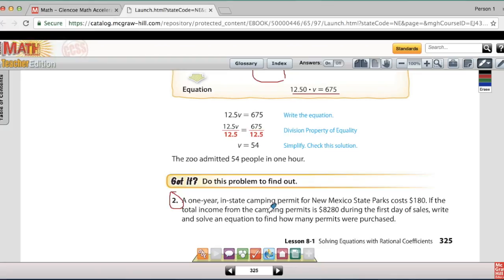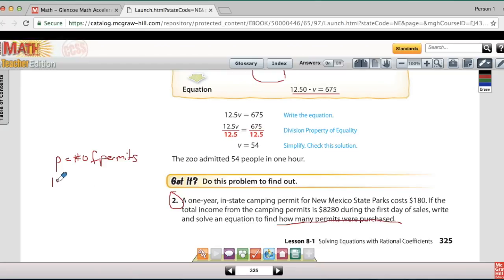A 1 year in-state camping permit for New Mexico state parks costs $180. If the total income was $8,280 during the first day of sales, write and solve an equation of how many permits were purchased. That is our variable. So for this problem, we're going to say P is the number of permits. Make sure you fill this out on your note sheet.